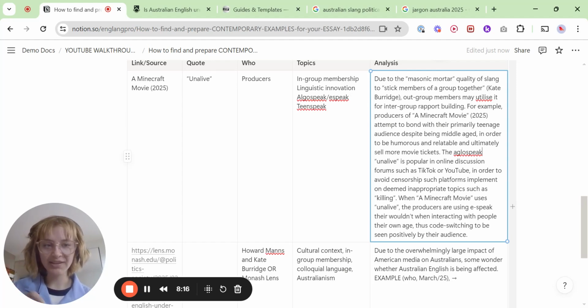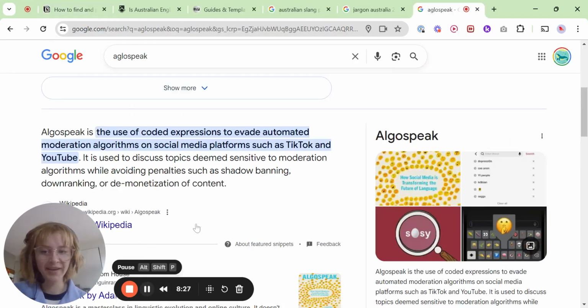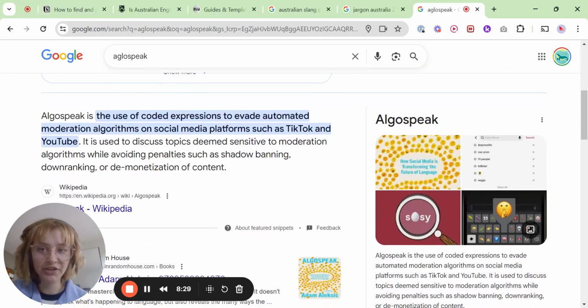The algospeak, so guys, algospeak, really interesting. It's just about the specifically internet language that we have. In fact, I'll find an example. I'll find the definition for you guys. So algospeak is the use of coded expressions to evade automated moderation algorithms on social media platforms such as TikTok and YouTube. So really, really interrelated with our age and the people who have grown up on the internet, the people who are using e-speak the most. So it goes with both age-related language and e-speak.